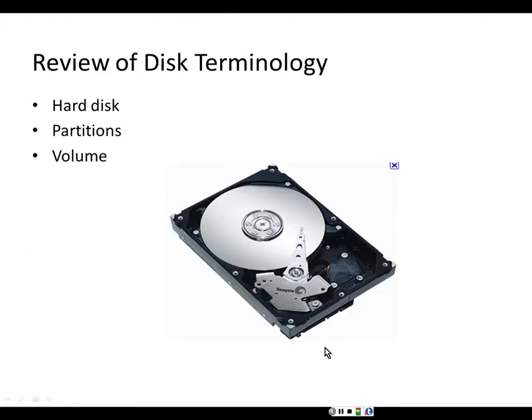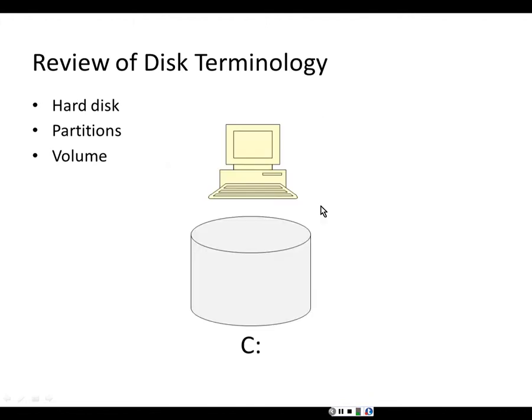Let's do a review of disk terminology. What's the difference between a hard disk, a partition, and a volume? I think everybody knows what a hard disk is. It's a mechanical device that we save data to. But if we look at this diagram here, it's really not clear to me the difference between the hard disk and the partition and the volume. Well, we know the hard disk is the physical device that stores the data. But in this case, it's not clear the difference between the hard disk and the partition.